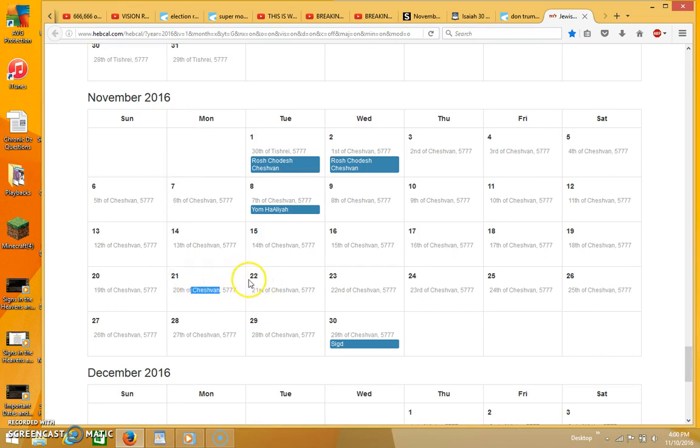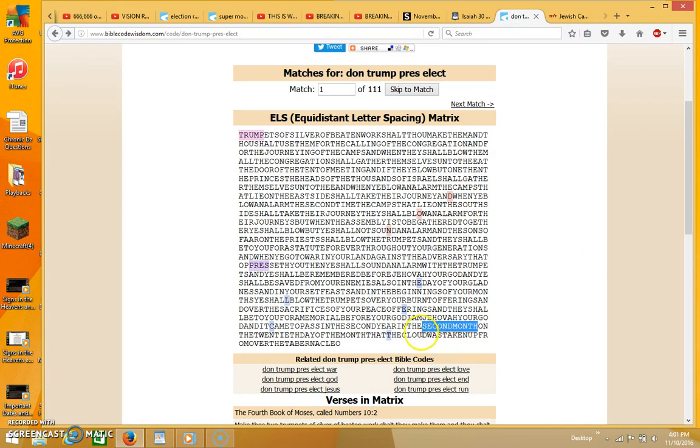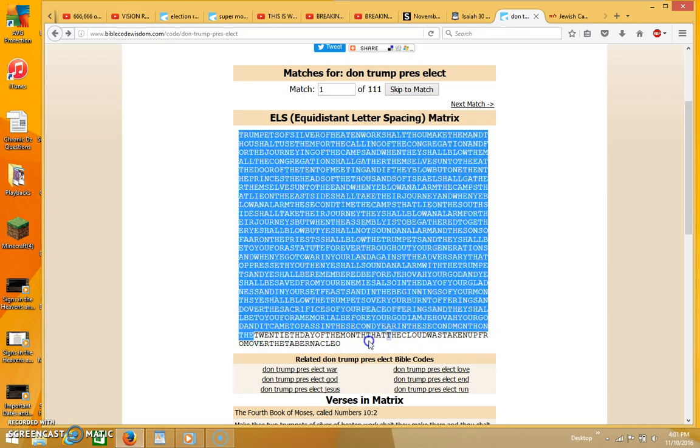And of course, the 21st day of Heshvan would begin on the 21st because the Hebrew days begin at sunset the day before. Okay, so if your date that you're talking about is the 22nd, it would begin on the 21st, and the 21st would be the 20th day. The 21st of our November would be the 20th day of Heshvan, which would begin the 21st day of the month of Heshvan.